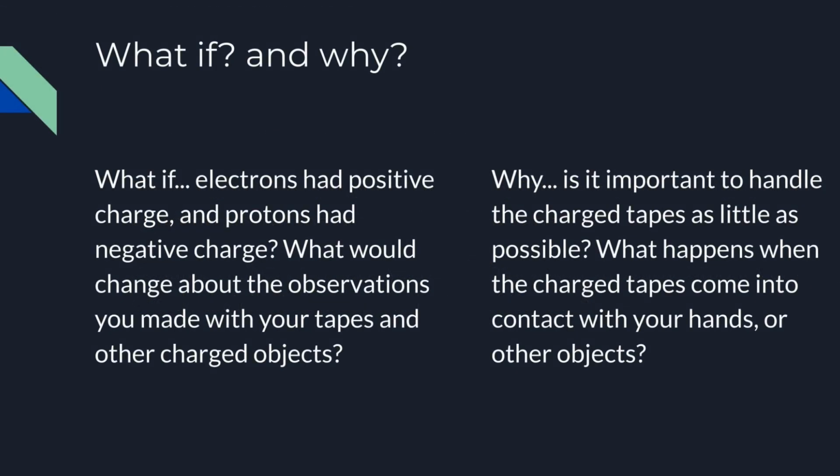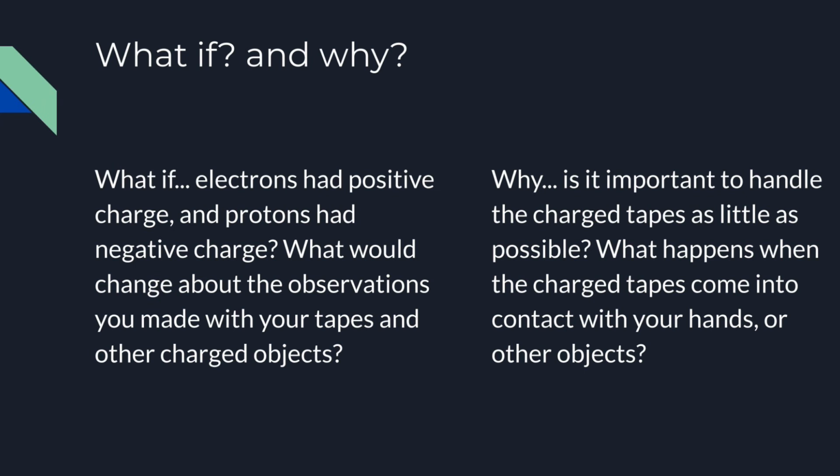Now for the what if and why. What if electrons became positive charges and protons became negative charges? Well, in this lab, nothing really would have changed, because both of the tapes have the same charges and repel. So if both of the tapes are now positive, instead of being charged negatively with electrons, they would still repel because the same charges repel, so the result would be the same.